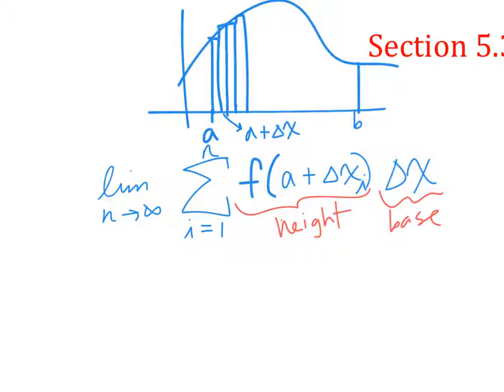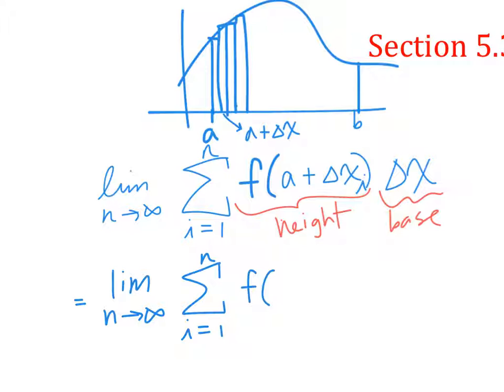But most of the time, we don't see it like this. We see it as limit as n goes to infinity of sum of I equals 1 to n of f of, they have really many different ways of writing this. Okay, so it's going to be just the height times delta x.